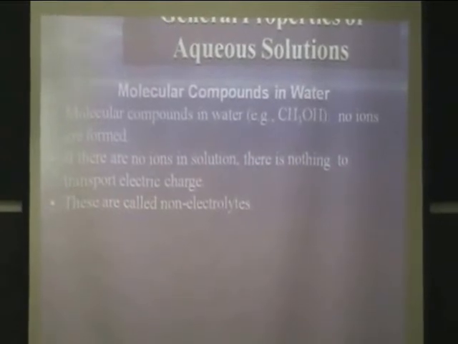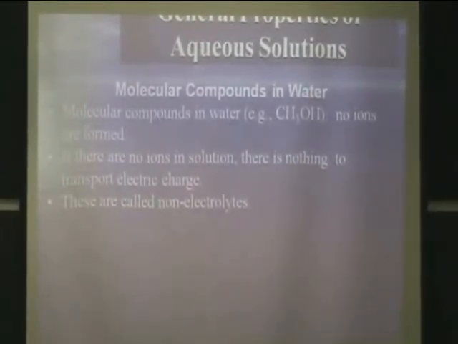And if there are no ions in a solution, there is nothing that can transport electric charge. That is called what? Non-electrolytes. It's a non-electrolyte.